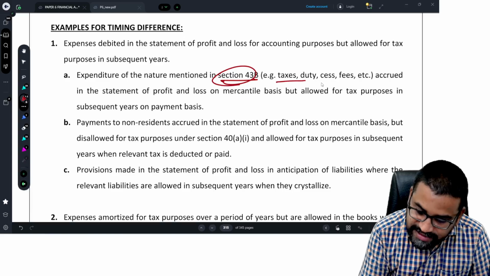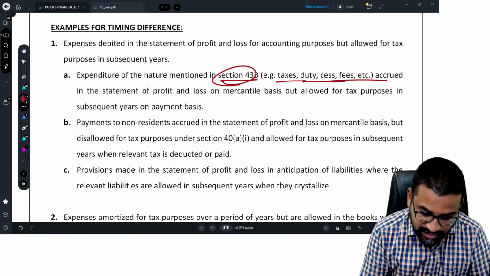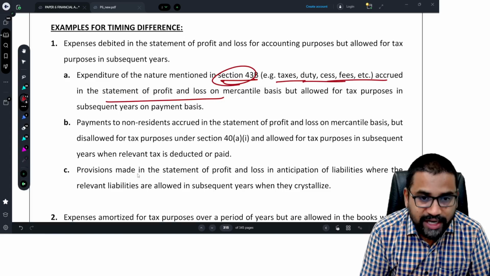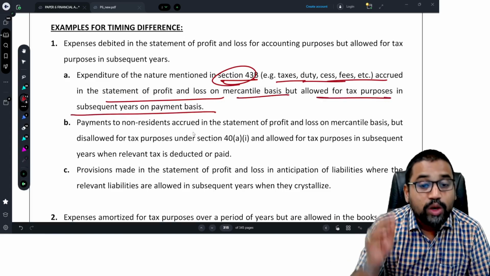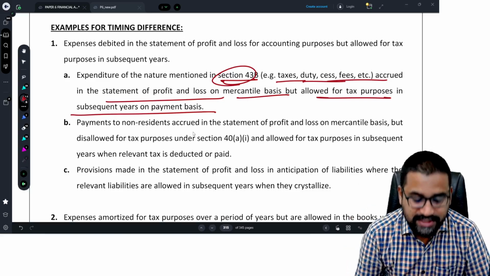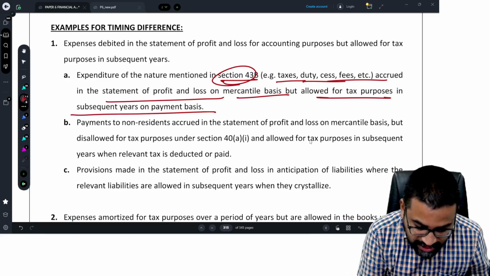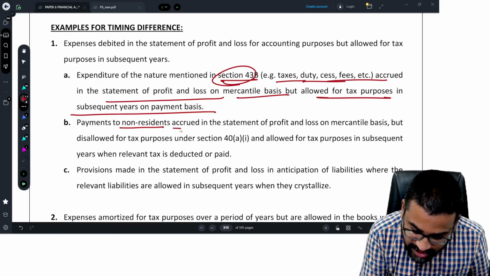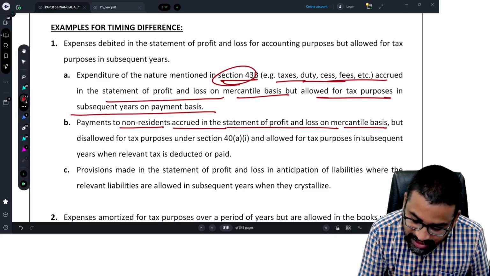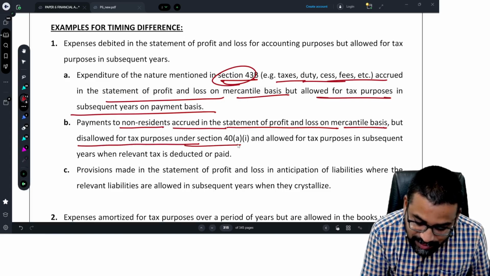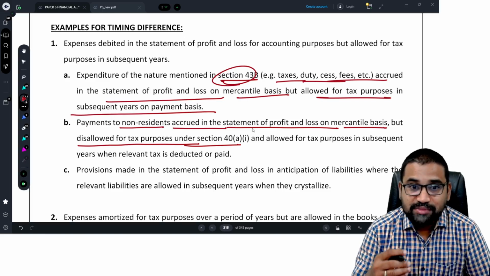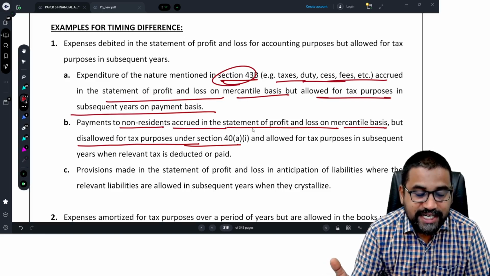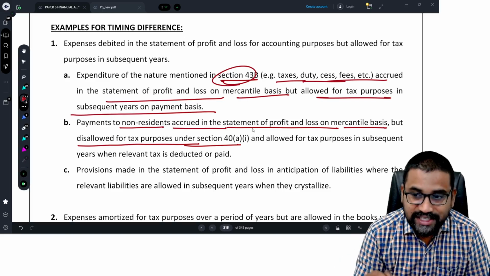43B: any taxes, duties, cess may be recognized in the statement of P&L on an accrual basis, but are allowed for tax purposes only in the payment year, on a payment basis. Similarly, any payments to non-residents accrued in the statement of P&L on a mercantile basis are disallowed for tax purposes under 40A(i). Suppose, for example, you make any payment to a non-resident without deduction of tax, TDS.